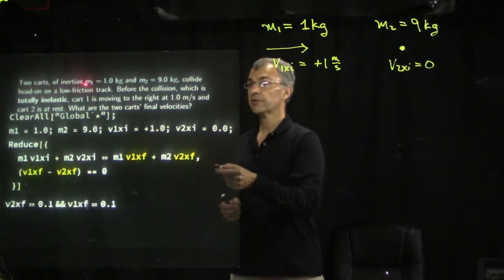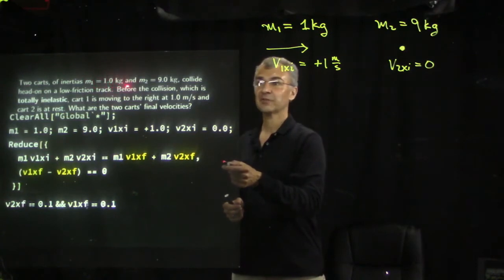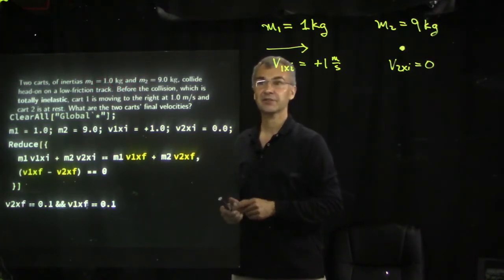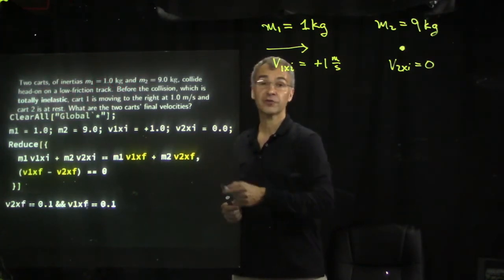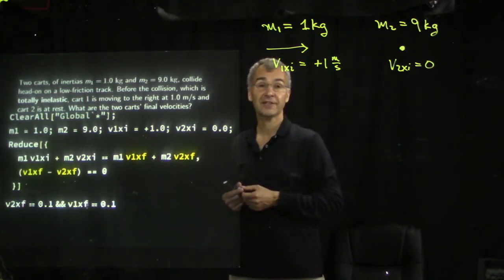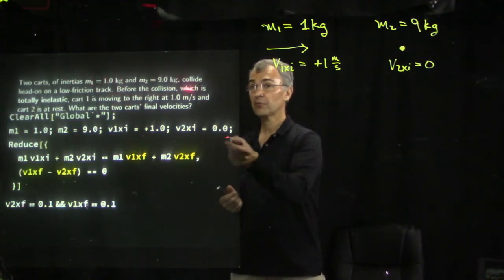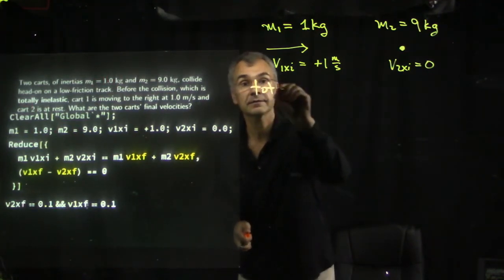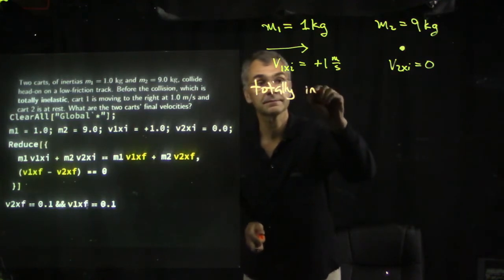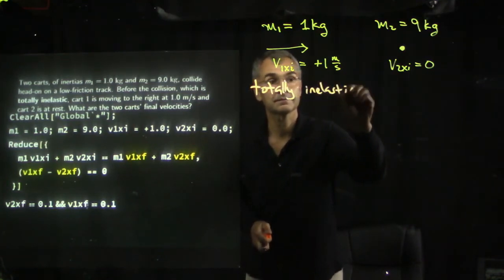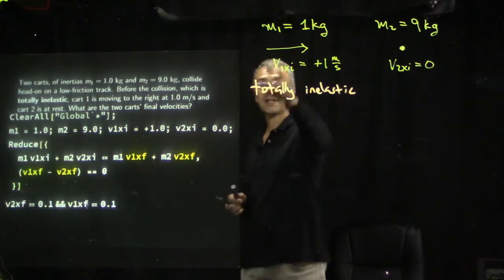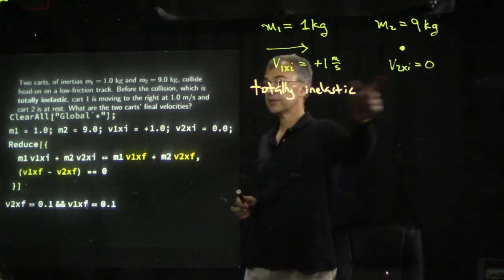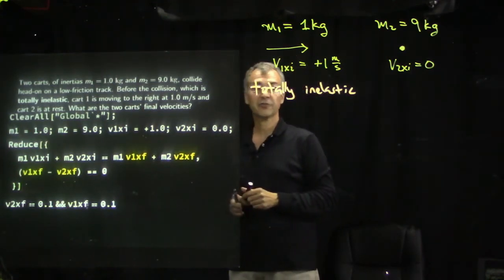Okay, 2 carts. First one, mass M1 is 1 kilogram. Second one, mass M2 is 9 kilograms. They collide head-on on a low-friction track. So it's a nice isolated system colliding on the x-axis. Before the collision, which is totally inelastic, cart 1's moving to the right at 1 meter per second. Cart 2 is at rest. What are the 2 carts' final velocities?